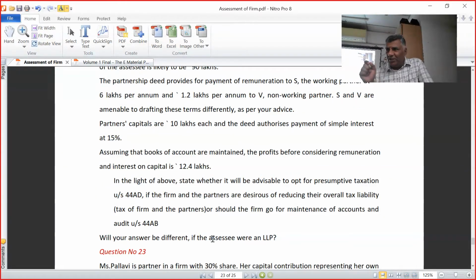In the light of the above, state whether it will be advisable to opt for presumptive taxation, if the firm and the partners are desirous of reducing their overall tax liability, that is of the firm and partner, or should they go in for maintenance of books and audit? Will your answer be different if the assessee is an LLP? No, my answer will not be different. Read the question patiently. It's a tax planning question.